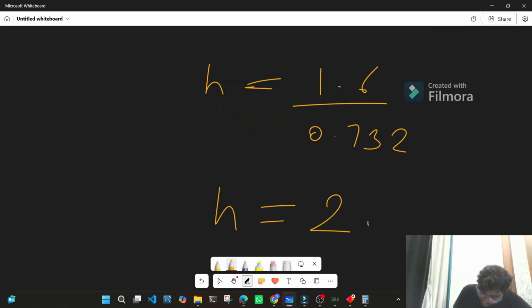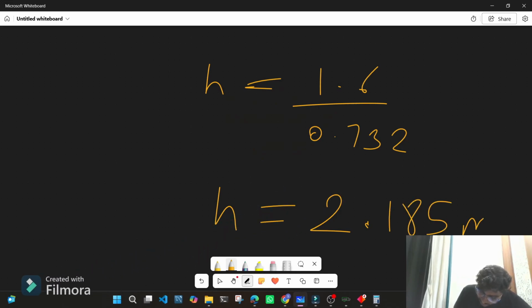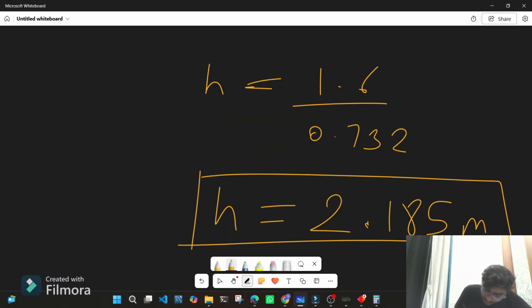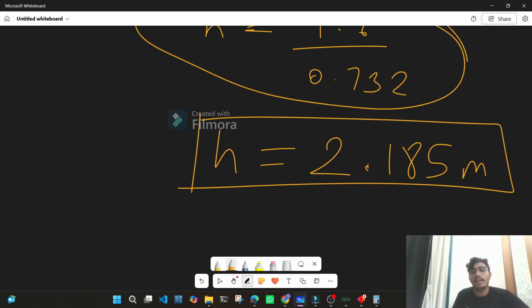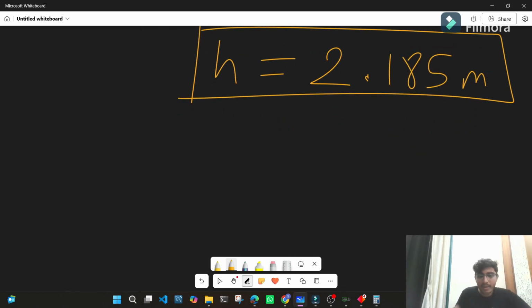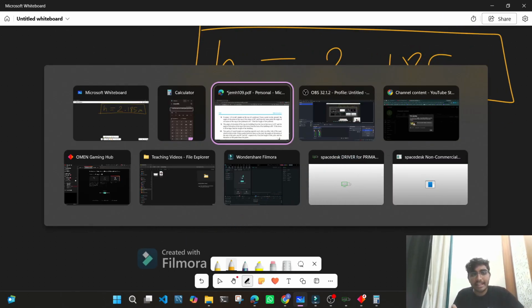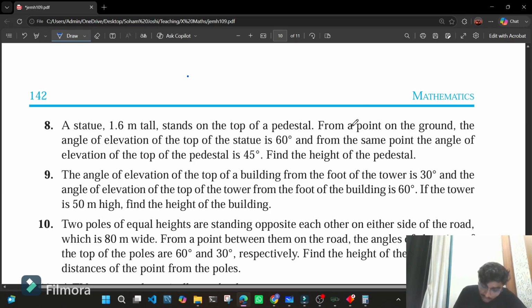So the height of the pedestal is 2.185 meters. You can keep the answer in this form also, or else it would be nice if you calculate it using normal basic division. So now this is not asked in the question. So finally we have got the solution for the answer, that the height of the pedestal is 2.185 meters.